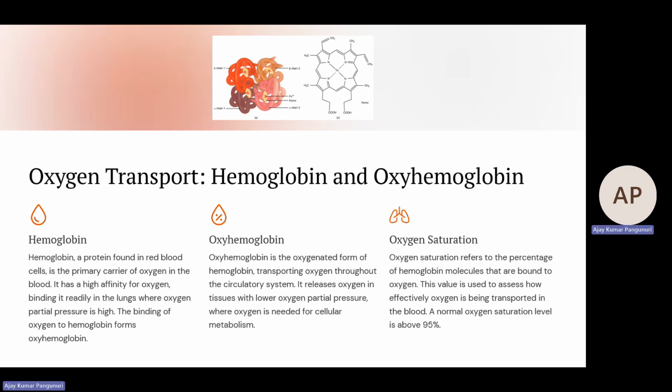Oxygen saturation. Oxygen saturation refers to the percentage of hemoglobin molecules that are bound to oxygen. The value is used to assess how efficiently oxygen is being transported in the blood. A normal hemoglobin saturation is above 95.